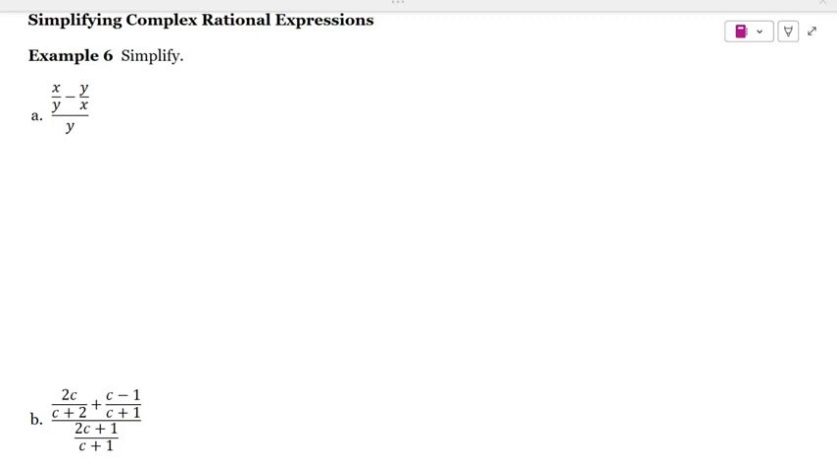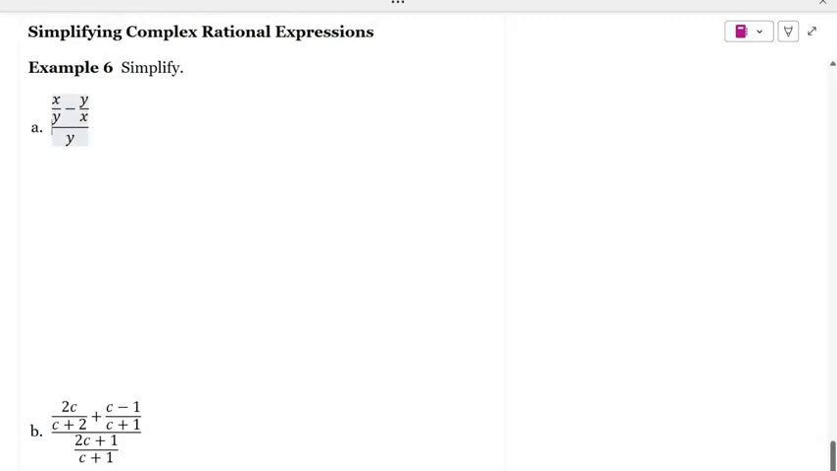Simplifying complex rational expressions. A complex rational expression is one in which we have a fraction. Here's the main fraction, and in the numerator and/or denominator, there are other fractions. In this example, we have two fractions that are being subtracted. You might think that the simplest thing to do is to combine them first, but actually a process that I like to teach is clearing denominators.